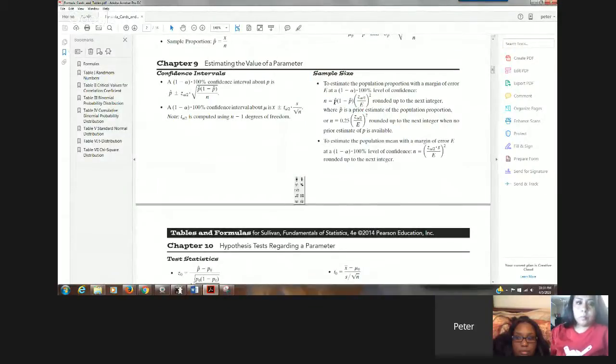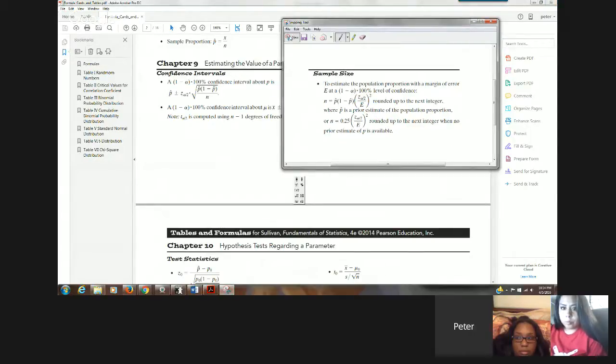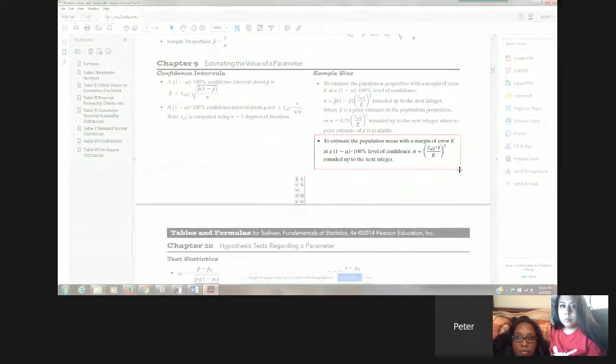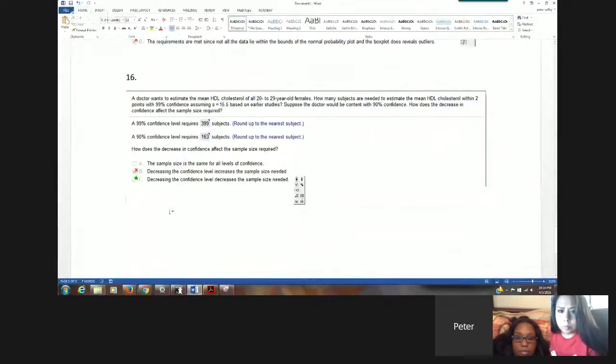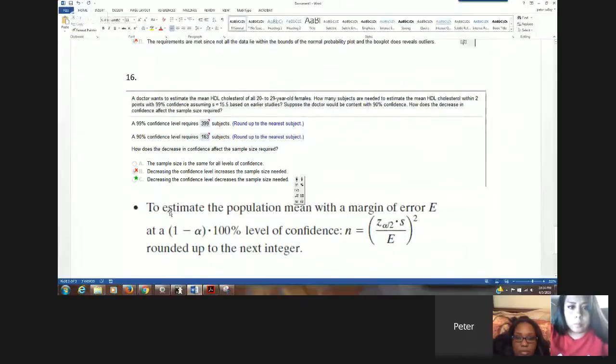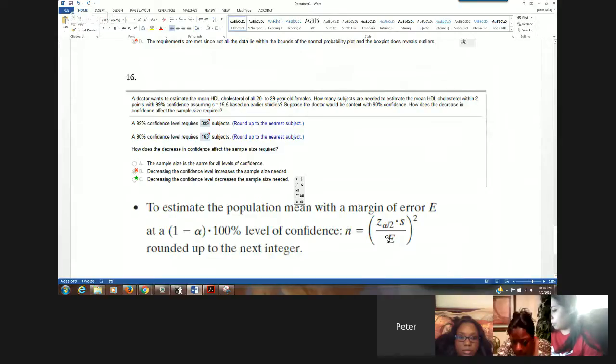This top part of the chart refers to proportions. You can see the p-hats there. Down here, to estimate a population mean with margin of error, blah, blah, blah. So I actually want this bottom formula. Sample size would be the z-score times the standard deviation divided by the margin of error. Okay, so in this, the standard deviation of the sample is 15.5.